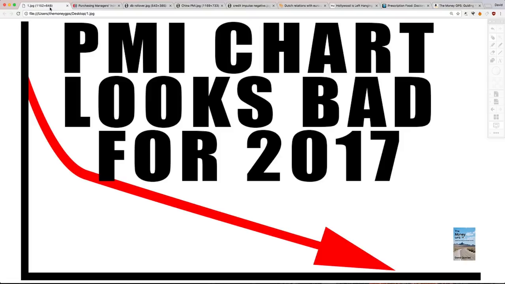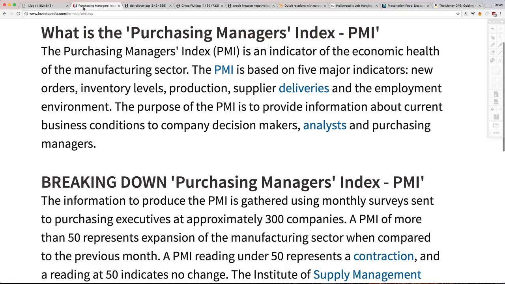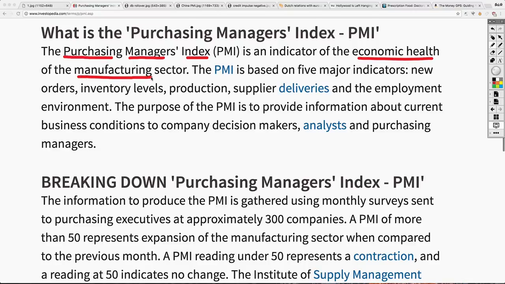Today, we are going to look at the PMI, manufacturing, and we are also going to look at currencies and a few other issues, beginning with this. A little bit of background. What exactly is the PMI? And that is, quite simply, the Purchasing Managers Index. That is the PMI, and it is the indicator of the economic health of the manufacturing sector.